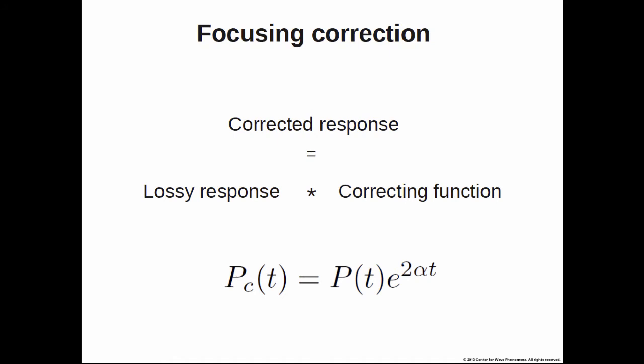We have a lossy response of the media. We do the impulse response experiment, and then we apply the correction function, and we get this corrected response. The idea is, in each step of the autofocusing algorithm, we are going to apply this correction function. Well, at this moment, you're wondering if this simple approach is going to work or not.